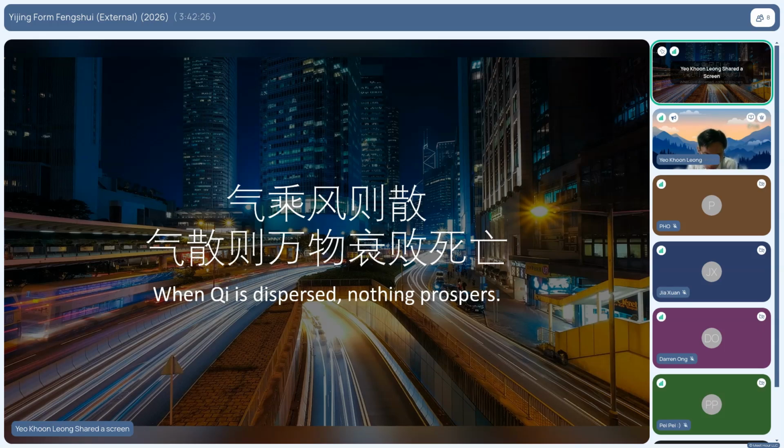Now, why is this important? Because if you cannot contain qi, if you cannot guide qi, if you cannot gather qi, then even if water is present, opportunities are there, you still cannot convert it into wealth. So feng shui is not about, hey, got qi or not. It's about, can you hold the qi? Can you control the qi? Can you make the qi stay? Because only when qi stays, that's when wealth stays.